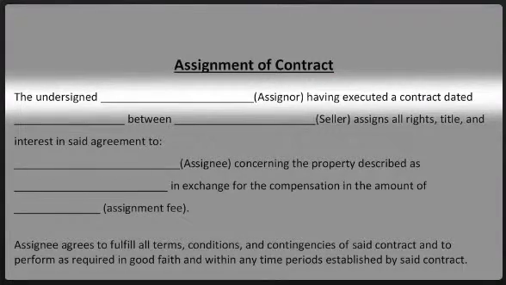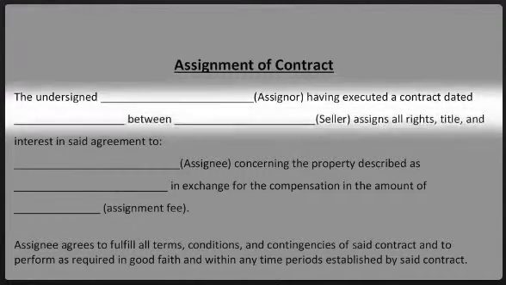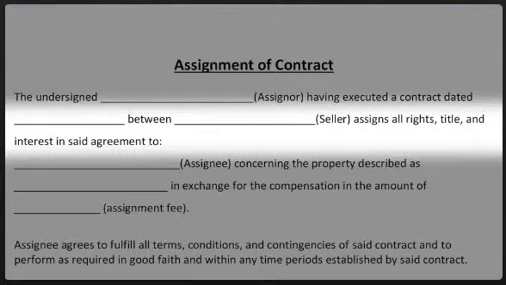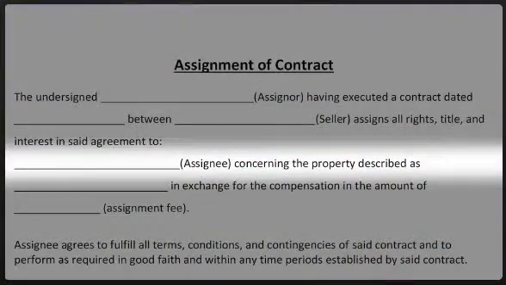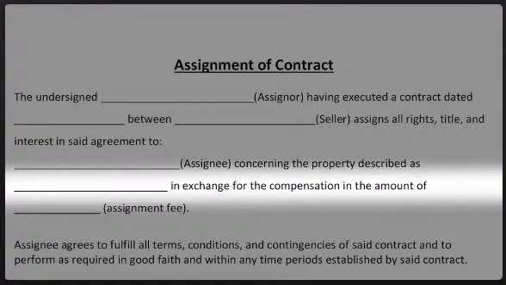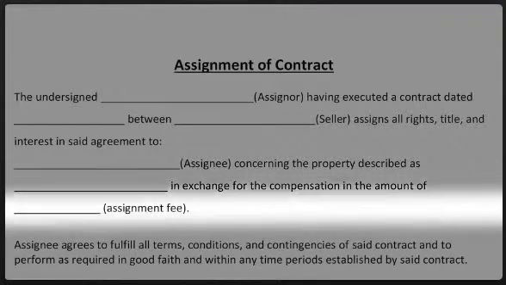So the undersigned blank, that's going to have your name in it as the assignor. Having executed a contract dated, and then put the date in there between the seller, then you'll fill in the actual seller's name in that line. Assigns all rights, title, interest, and said agreement to the assignee. That's your buyer. Concerning the property described as, and then you'll put the address in that blank in exchange for the compensation amount of blank assignment fee.